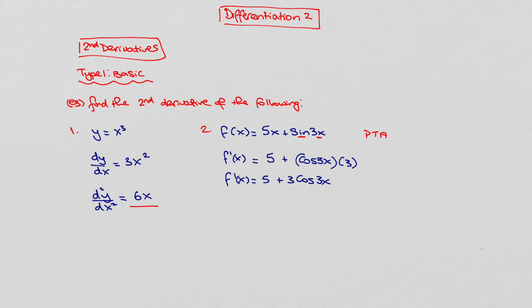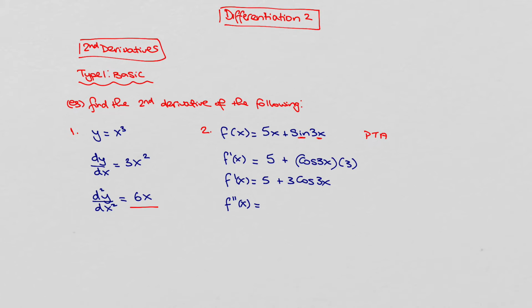So in order to write down our second derivative, we are differentiating a second time. So now we have a second dash, so it's like a double dash. If you were doing the third derivative, it would be 3 dashes, the fourth derivative, 4 dashes, and so on. So of course, if I differentiate 5, it's a constant, so I get 0.